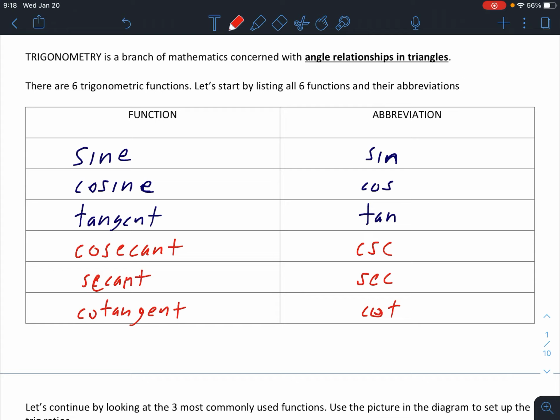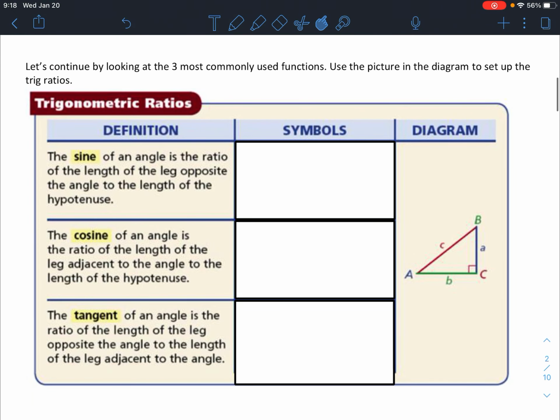All right, now if you have a scientific calculator out in front of you, you'll see that 3 of these words appear on the calculator. Sine, cosine, and tangent should be on all scientific calculators, usually right above the numbers. We are not going to really need them today, but we will for the rest of this chapter. Let's continue by looking at the 3 most commonly used functions, the sine, the cosine, and the tangent. We'll use the picture in the diagram to set up the trig ratios.